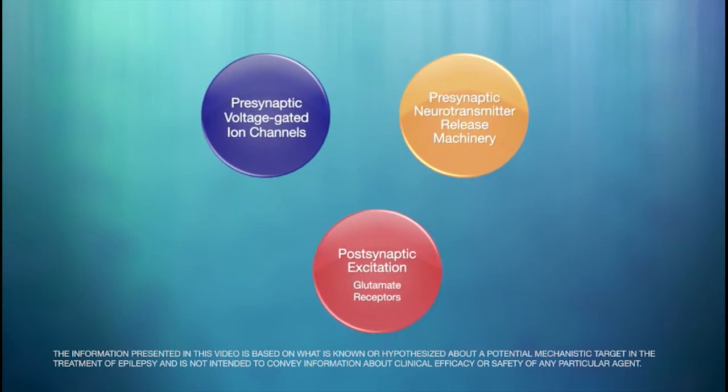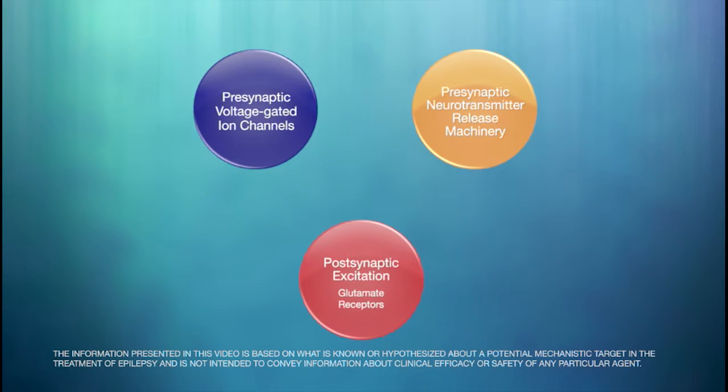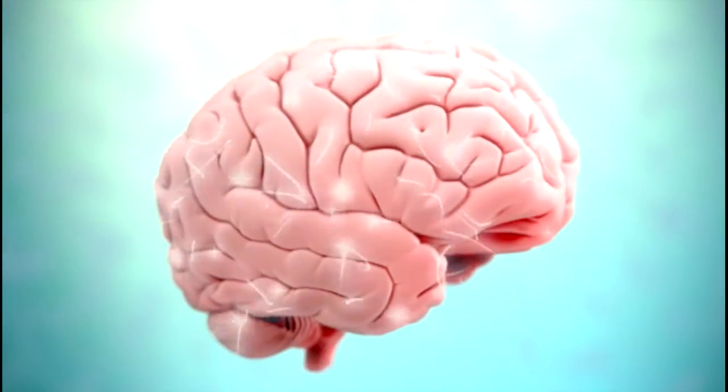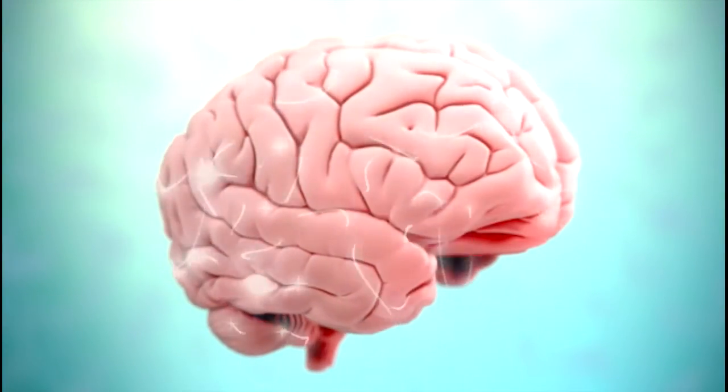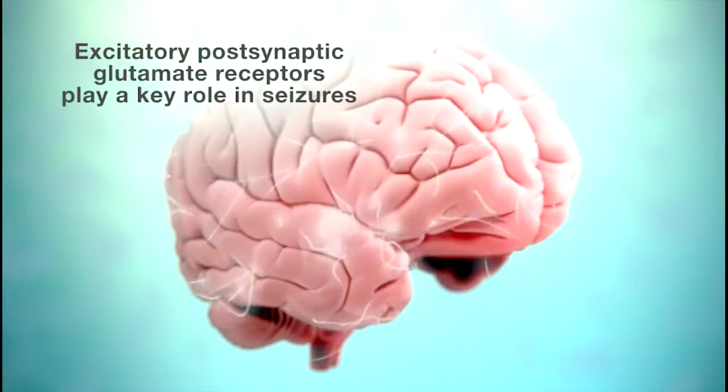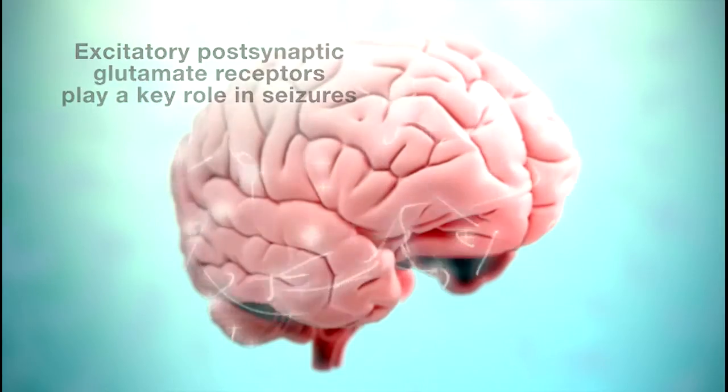However, AEDs that directly affect presynaptic targets may actually have their ultimate action by indirectly suppressing glutamate release, thereby reducing postsynaptic excitatory neurotransmission. The mechanisms involved in the generation and spread of seizures converge upon a common neuronal pathology in which excitatory postsynaptic glutamate receptors play a key role.